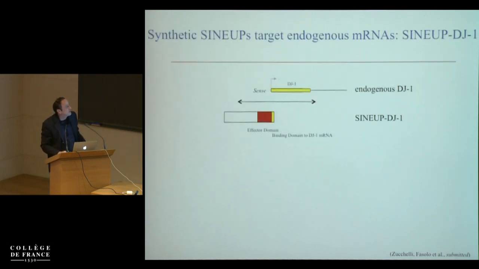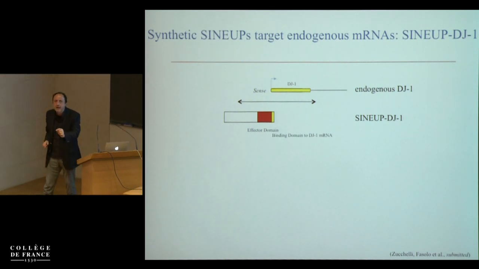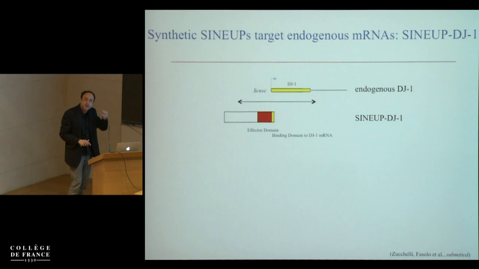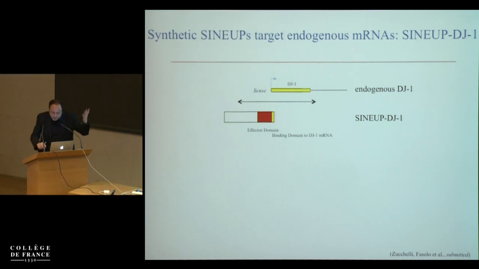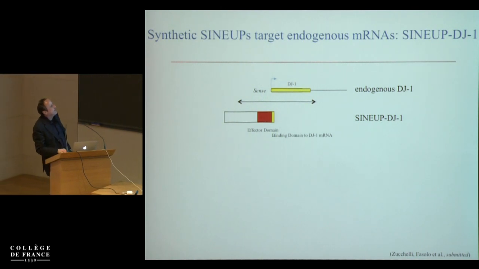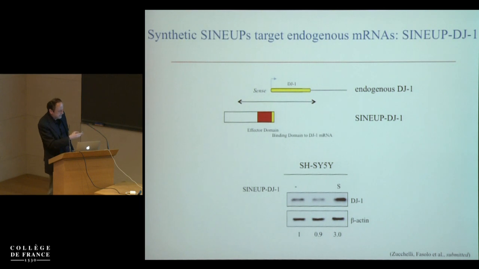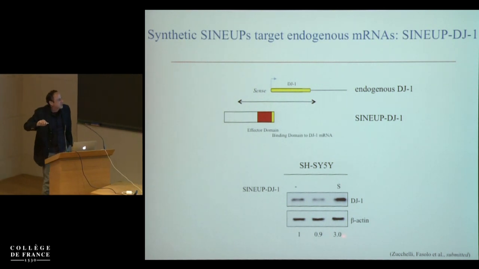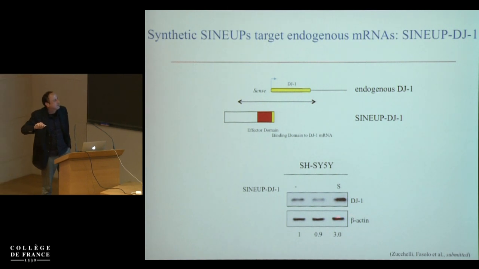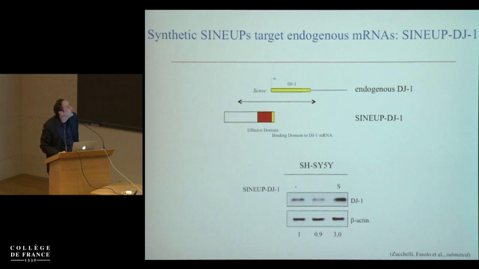So the fundamental question is, are synthetic synapses able to increase the endogenous protein level of genes that do not present a natural synapse? Since we work in Parkinson's disease, we were interested in developing a synapse for DJ1, and we created a synthetic synapse for DJ1. As you can see here, by transfection with a synthetic synapse for DJ1, we are able to increase DJ1 protein level 3-fold with no change in RNA level.